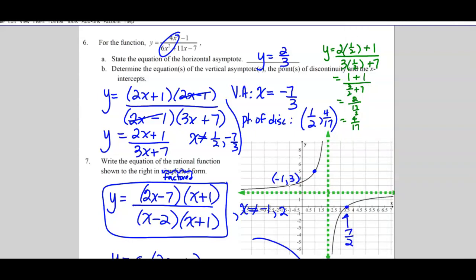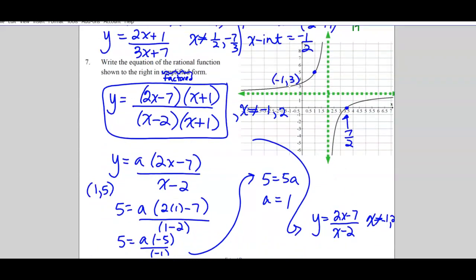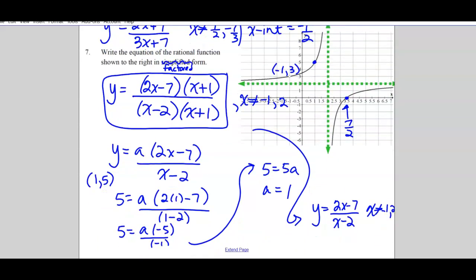And then x-intercept, look at the numerator. That's going to be negative 1/2. Okay, so we didn't have to graph that one, we just had to find those properties. And that's it. We already finished number 7. I think that was, oh, there was a number 8, right? Write the factored form of the equation of a rational function with a vertical asymptote of 1/2, x-intercept, point of discontinuity.